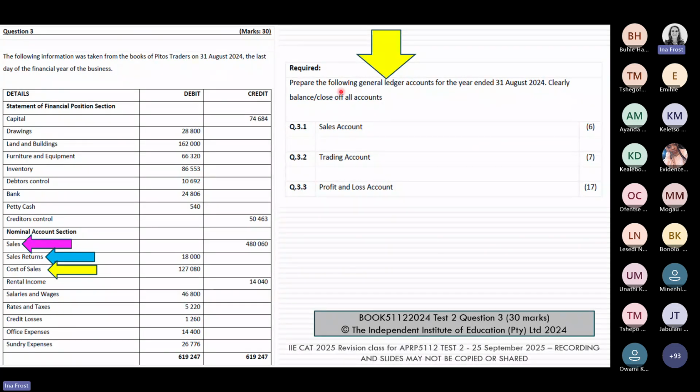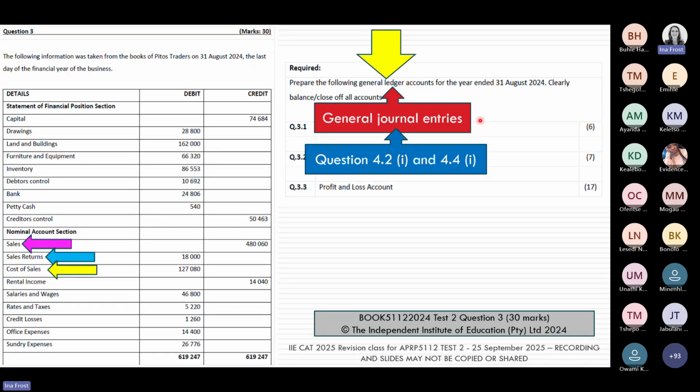So in this question, they asked us to do the general ledger accounts. But remember, for this learning unit, you must be able to do the general ledger accounts or the general journal entries. So we can either ask you to do the general ledger accounts, or we can ask the same entries in the form of general journal entries. So if you need to revise the general journal entries, then there are questions 4.2 and 4.4 of your textbook, and they will show you the general journal entries for a question like this.